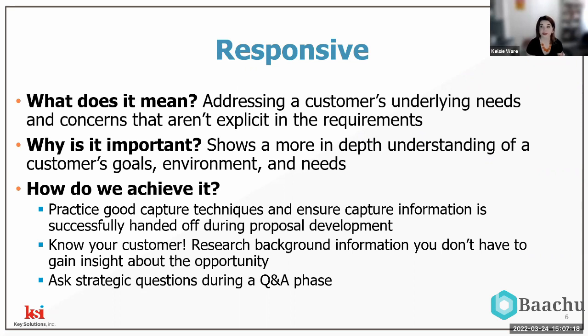Another really good way to gather information for responsiveness is to ask strategic questions during a Q&A phase of your proposal. So if there's something that you're not sure about, or if there is an aspect of your technical approach that you think you could tailor better, you can always ask a strategic question to try and eke out what the customer really cares about when it comes down to that requirement. And that will allow you to build on that answer and develop more responsive content in your proposal.